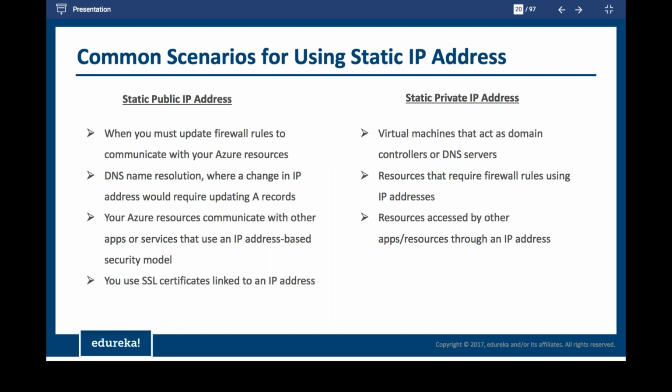Next come the common scenarios where we use static IP addresses. When you have to update the firewall rules which will communicate with your Azure resource, you will go for a static public IP. Whereas if you want to take control over the DNS servers, the domain mapping or the naming configuration, then you will go for a static private IP address. So these are common scenarios. For SSL, you will use a static public IP, and for a resource which you need to access from another environment through an IP address, you will use a static private IP address. Okay, it just makes sense with all these scenarios.